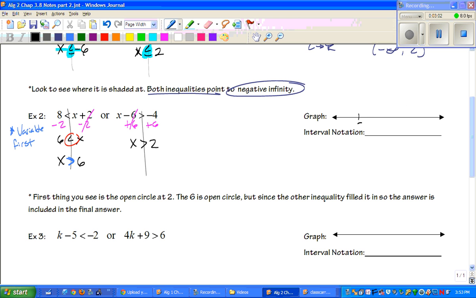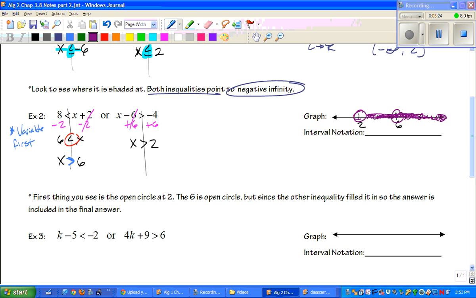All right, so we've got 2 and 6. At 6, we have an open circle, and we're shading to the right. And at 2, we have an open circle, and we're shading to the right. Oh, that's going to be weird. We have 2 open circles.